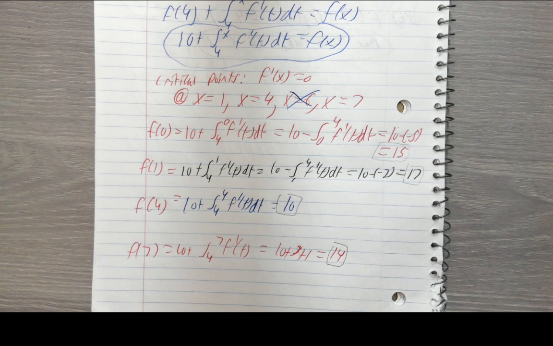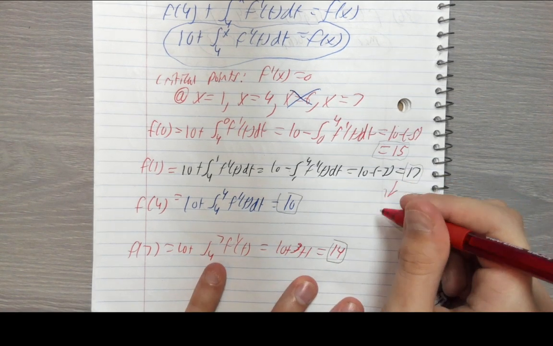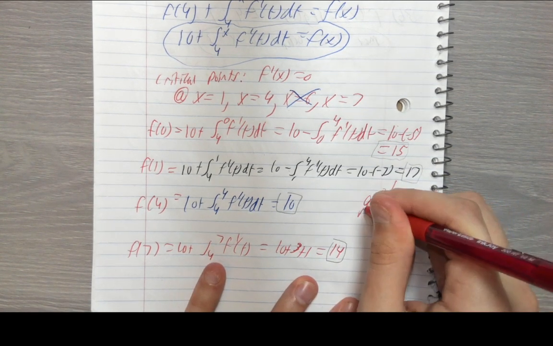All right, and that's every piece and part we need. So the actual question asked us to find the absolute minimum and absolute maximum. So we're just looking for the biggest and smallest points. So my absolute maximum is going to be 17, and my absolute minimum is going to be 10.